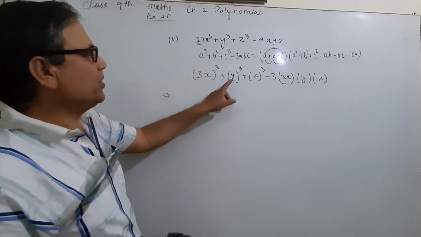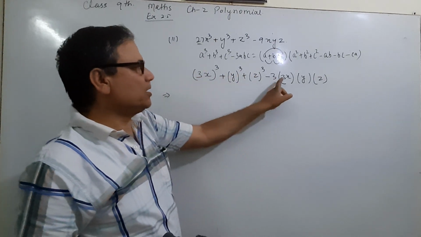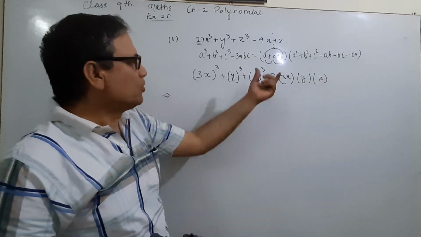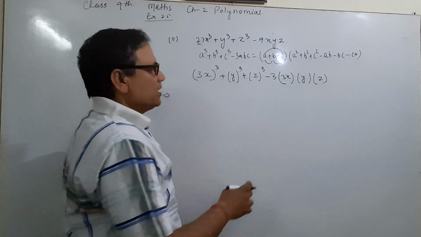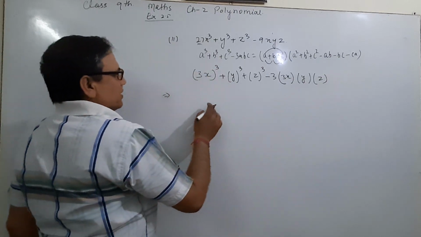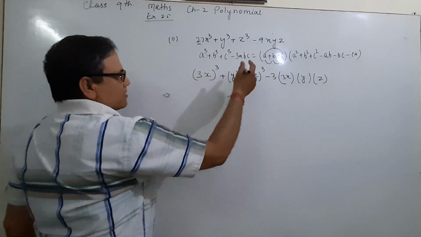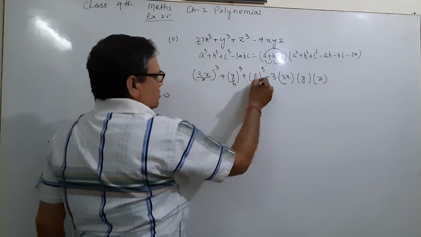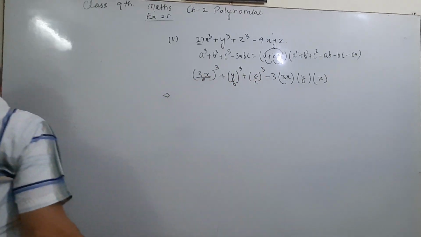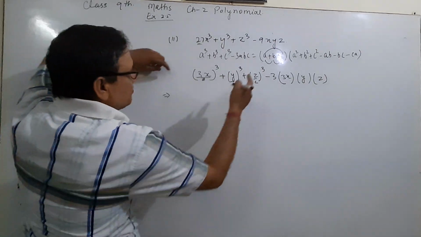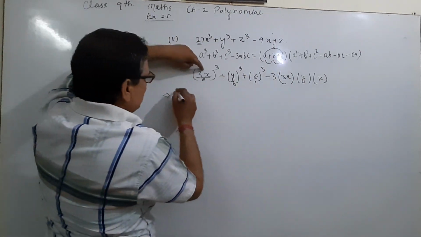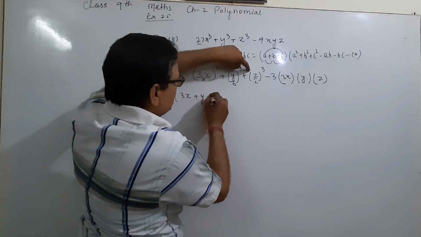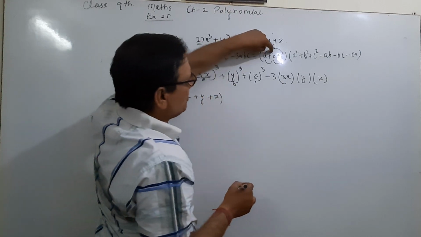a cube plus b cube plus c cube minus 3abc is equal to a plus b plus c. There is no space here, therefore I am writing it here. This is a, this is b and this is c. Then what do I have to write? a plus b plus c. What is a? 3x. What is b? y. What is c? z.